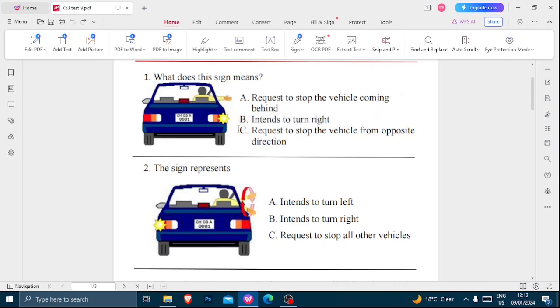So there are what are called hand signals on the road, right? And drivers adopt these hand signals in order to emphasize their intentions on the road. So this one is our correct answer here. So it's not a request to stop the vehicle coming behind, so this one is incorrect here. And also it is not a request to stop the vehicle coming from the opposite direction, so this one is also incorrect.